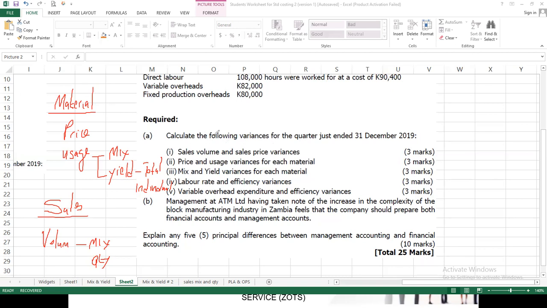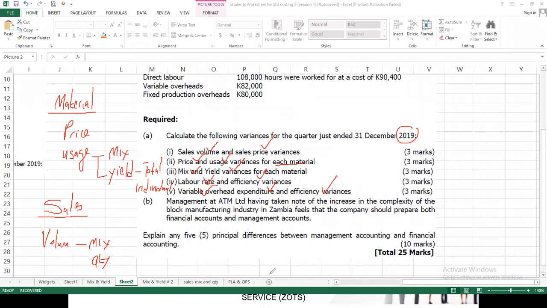Now look at the question for today. Calculate the following variances for the quarter just ended, 31st December 2019. Sales volume and sales price. Price and usage variance for each material. Mix and yield variance. Labor rate and efficiency. Variable overhead expenditure and efficiency.